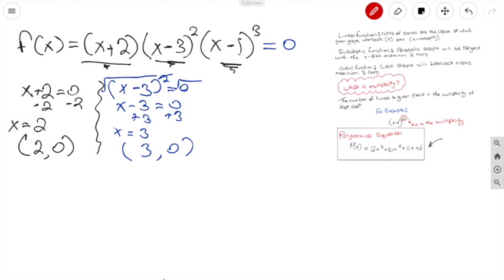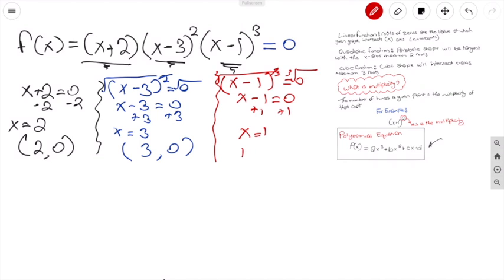Now we have the final one, which is (x minus 1) cubed equals 0. We cube root this, and we'll have x minus 1 equals 0. We add 1 on both sides, and we'll have x equals 1, which is our third x-intercept. Now that we have the three x-intercepts, we can now graph the polynomial equation.